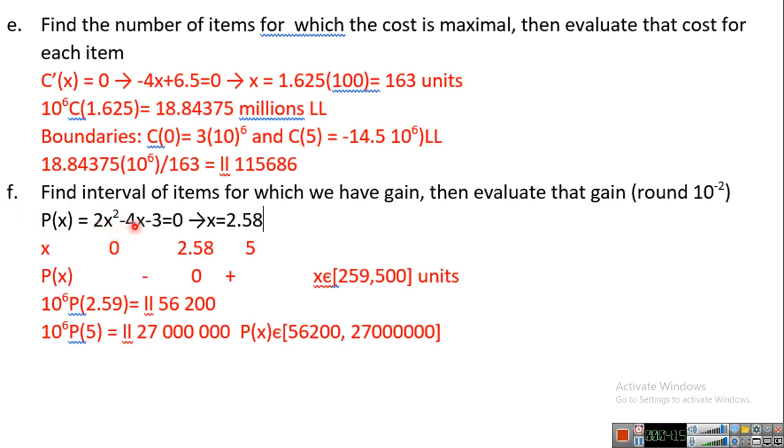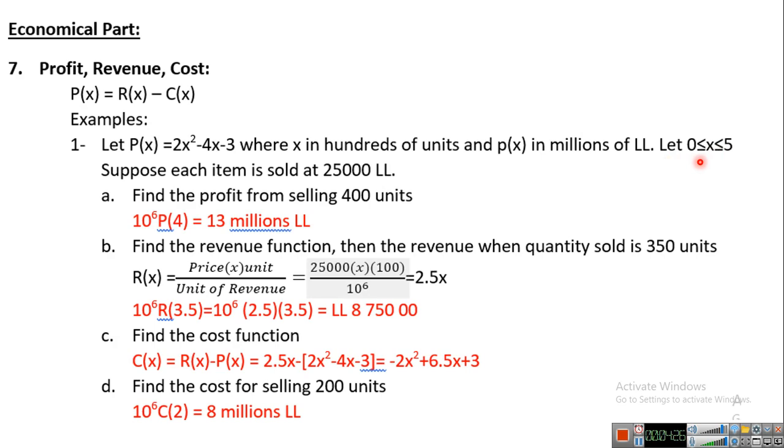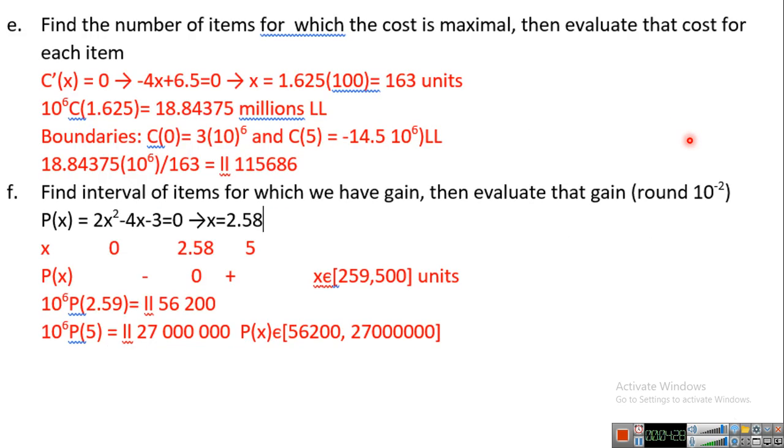A is 2, B is minus 4, C is minus 3. You're going to get 2.58 and a negative number, which is impossible. Don't forget that the interval is from 0 till 5. You cannot take a number outside this interval. So I have only this one. This is P of x.